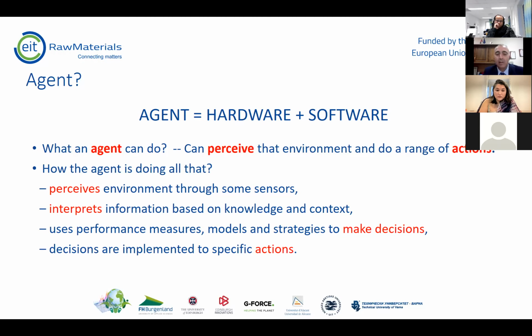And then decisions are implemented into a specific set of actions. What actions are possible depends on the actuators this agent has. We have hands, we have legs. With these hands, we can manipulate objects. With our legs, we can, let's say, go from one location to another. We may have other actuators to do other things, but probably we don't.